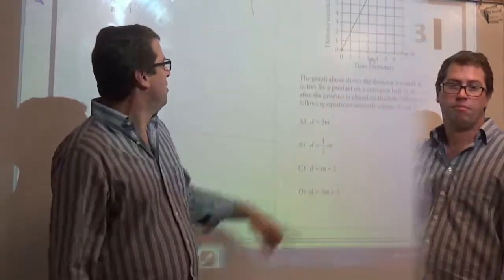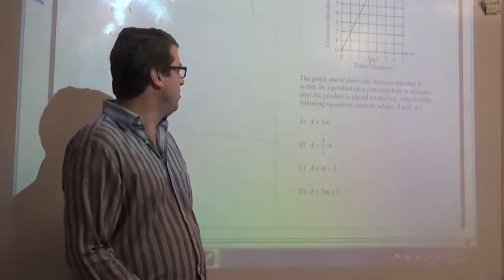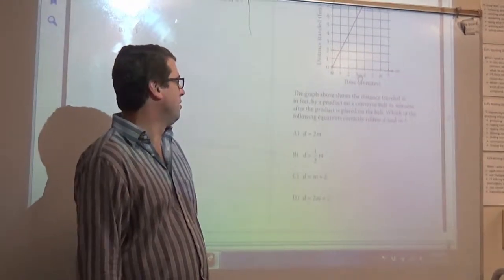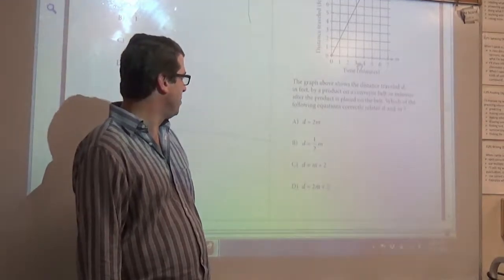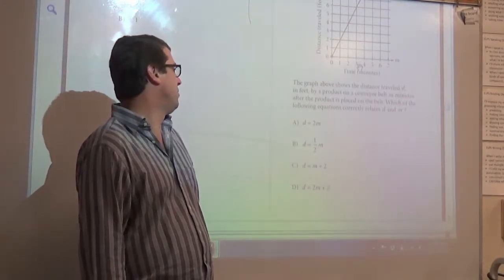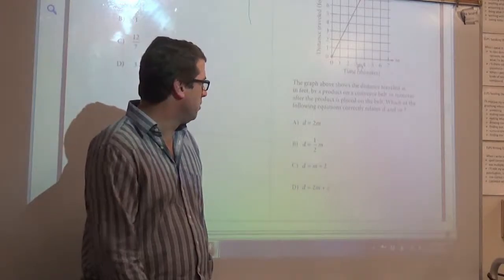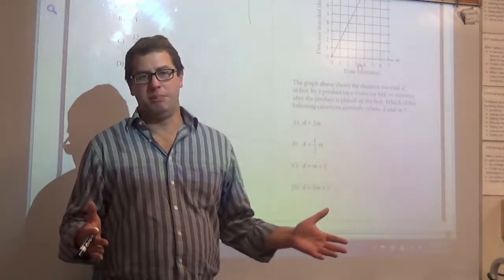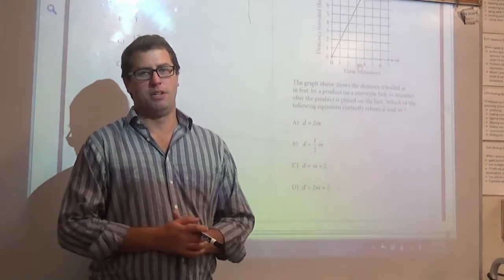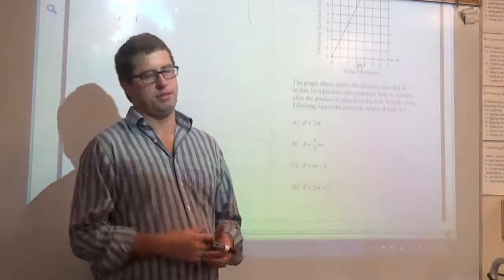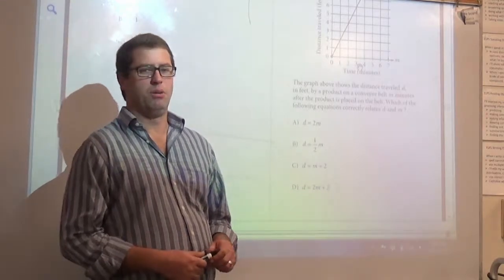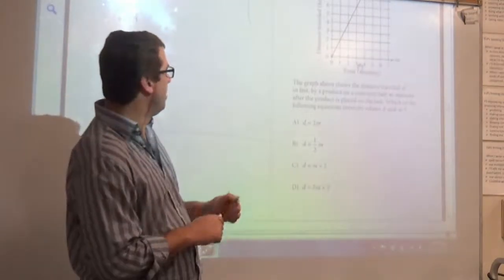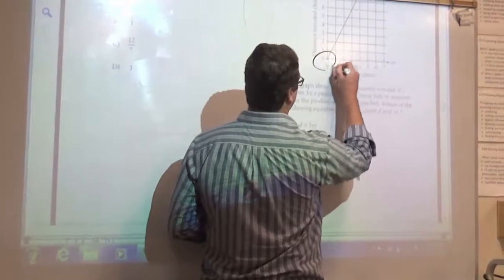Number 2, the graph above shows the distance traveled d in feet by a product on a conveyor belt m minutes after the product is placed on the belt. Which of the following equations correctly relates d and m? So we don't have to do any math at all on this one. We just have to understand how to properly set up an equation. So what they're really asking about here is for us to notice this.